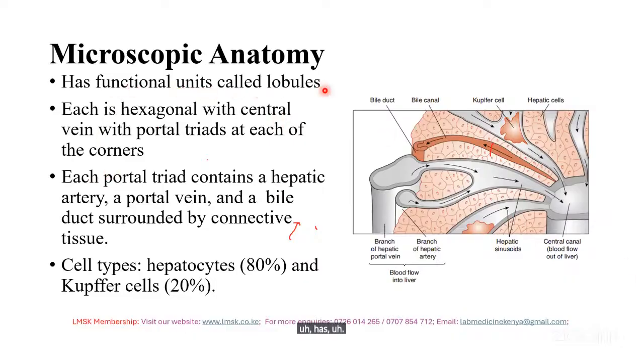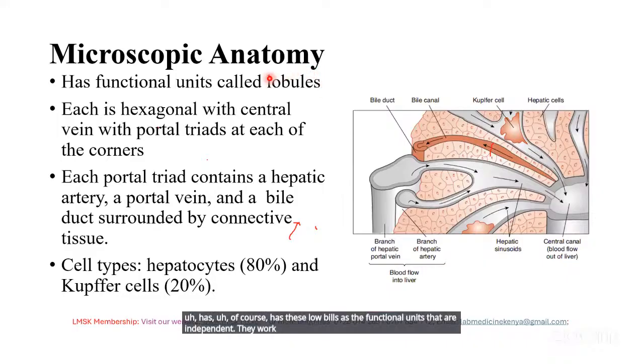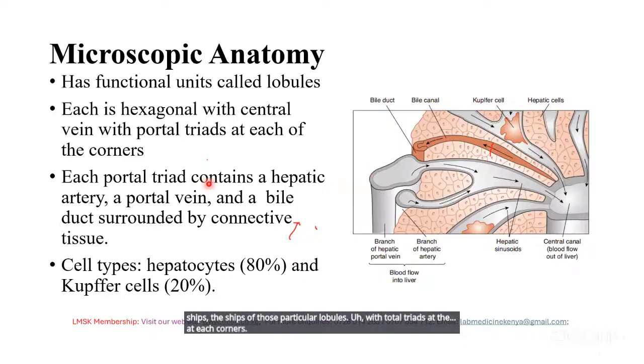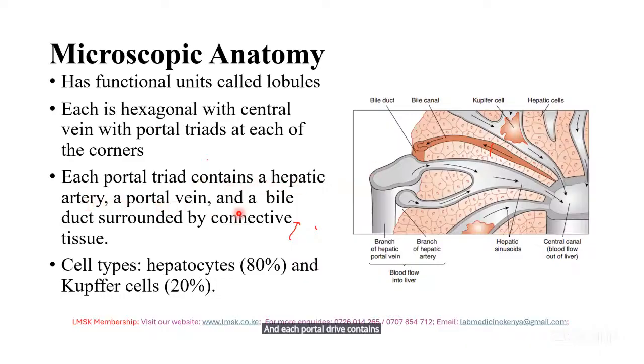Of course, the liver has these lobules as the functional units that are independent. They work on their own. And each is hexagonal. You can see the shapes of those particular lobules with portal triads at each corner. And each portal triad contains a hepatic artery, a portal vein, and a bile duct surrounded by connective tissue.